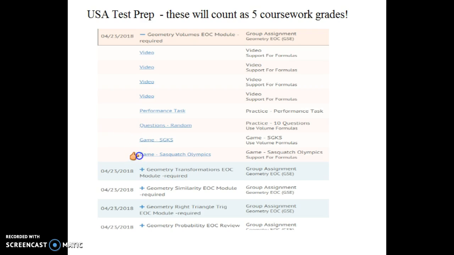And then there's a couple little games. You may have one game. In this one you have 2 games. It will average your grade for all of those, and you'll get a grade for this review module. There are 10 separate modules. We're going to average 2 of those modules together and give you 1 coursework grade. So you'll have a total of 10 modules to complete, and that will count as 5 coursework grades.